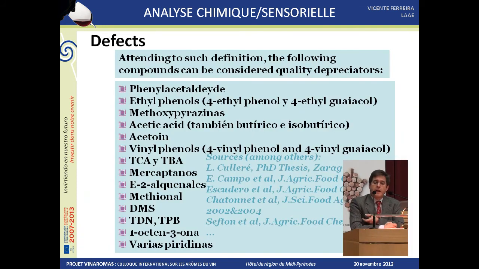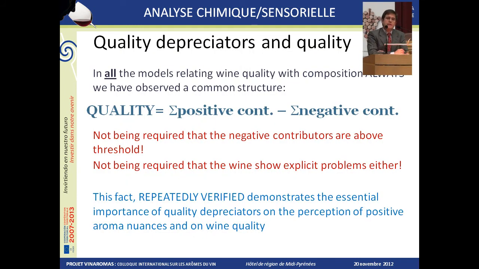So according to this, again, we can make a very big list of compounds that can work as defects. The question of how these quality depreciators relate to quality is that we have been trying for many years to relate quality with composition, and in all the cases, we always have found this general equation. Quality is always somehow the addition of all the positive contributors that wine has, from which you have to subtract all the negative contributors.